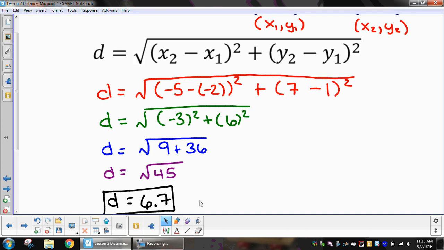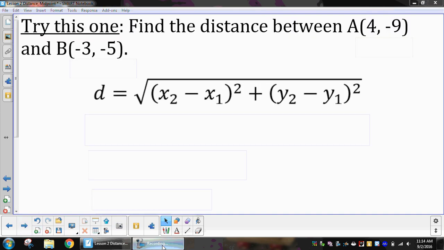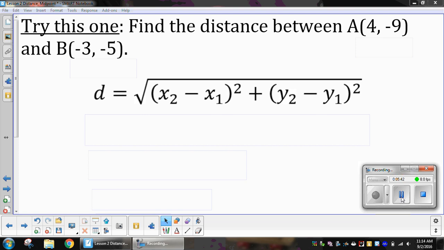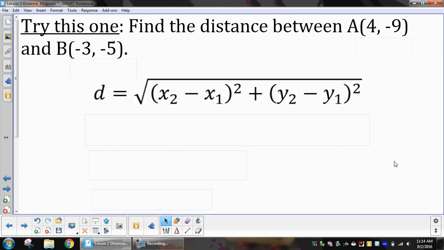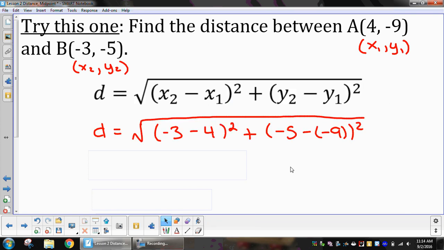Just as a reminder, remember to pause so you can write this down before you listen, or listen and then write it down, whatever works for you. Go ahead and pause the video right here and find the distance between points A and B. I'll keep recommending that you name one point x1, y1, and the other x2, y2, so it helps you plug in the numbers in the right spots. Put parentheses around -9 so I don't mess up that operation.